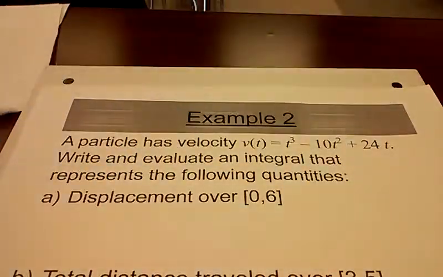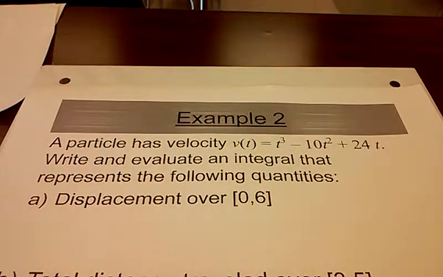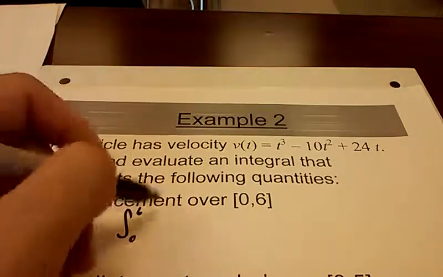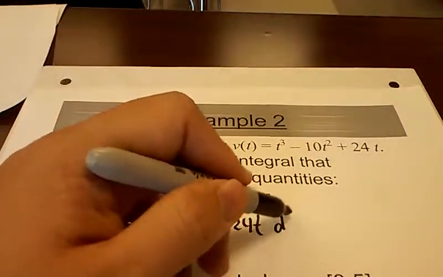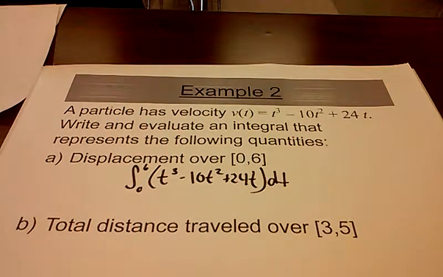All right, for example, let's say a particle has velocity t cubed minus 10t squared plus 24t. It says write and evaluate an integral that represents the following quantity. Well, for the first one, it says displacement over 0 to 6. So with displacement, you're not going to do anything but simply write the integral. So let's see what that's going to look like. That's going to be the integral from 0 to 6 of my function t cubed minus 10t squared plus 24t dt. So that's how you find the displacement. Just simply evaluate the definite integral of that function on that interval.